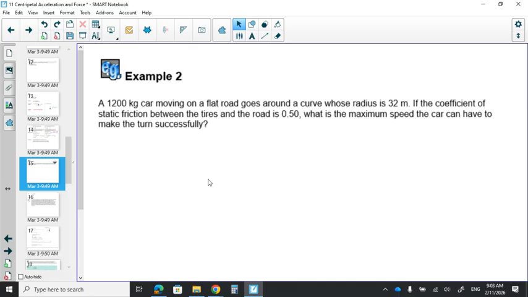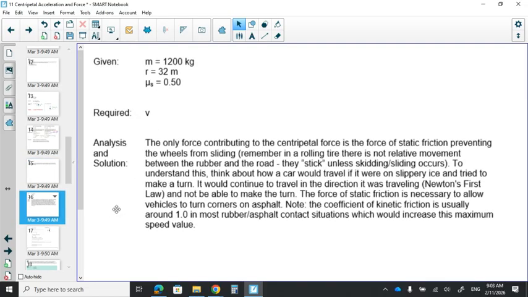A 1,200 kilogram car on a flat road going around a curve. We're going to have not flat roads soon, that's banked corners, but not yet. The radius is 32 meters. And if the coefficient of friction between the tires and the road is 0.50, what's the maximum speed the car can have to make the turn? Okay. So the idea would be that the centripetal force is provided just by that friction force.